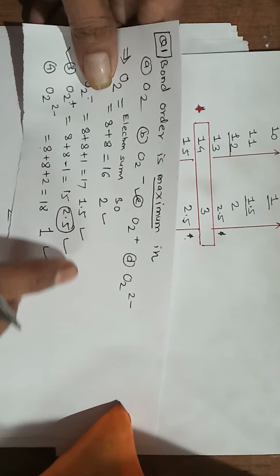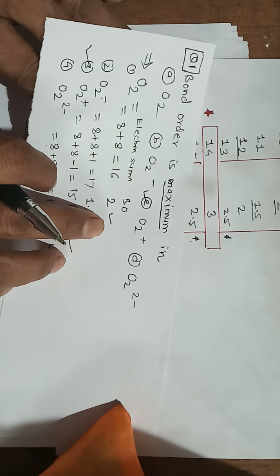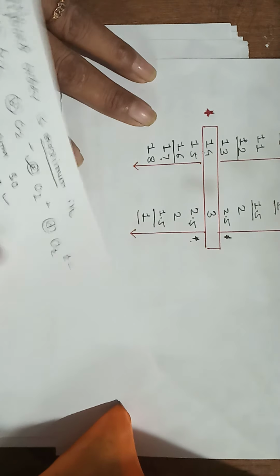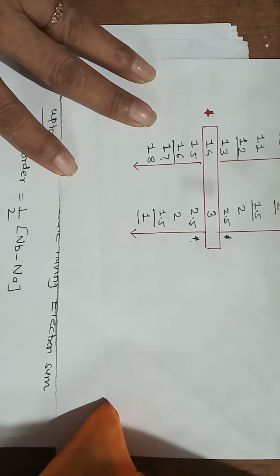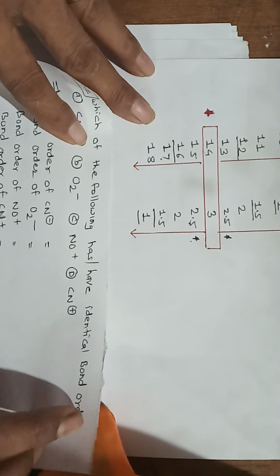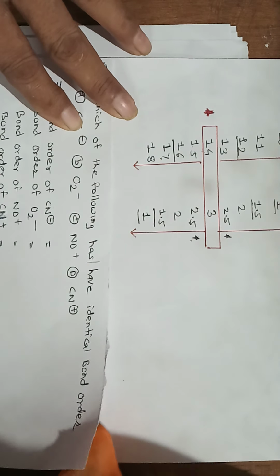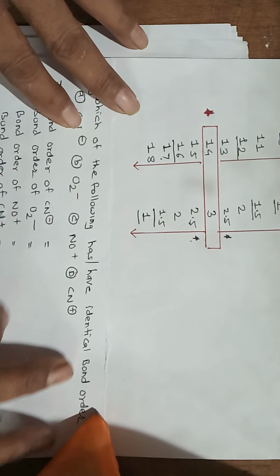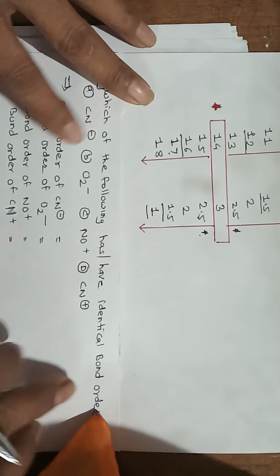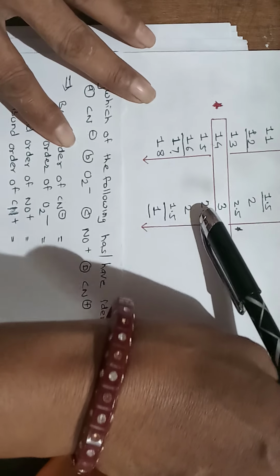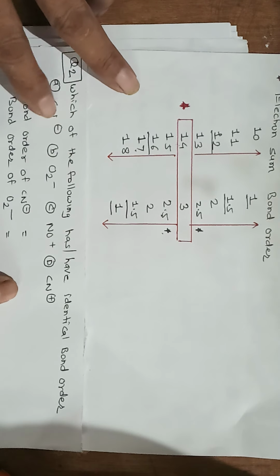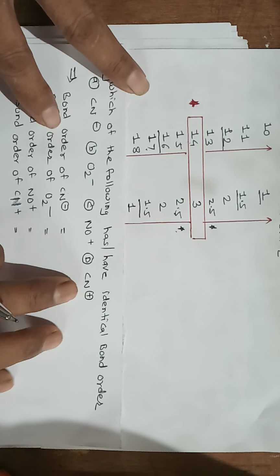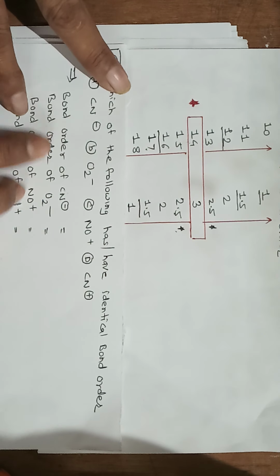So in this way, once you have this chart, it is possible to find out the bond order within a few seconds. So let us consider another question, question number 2: which of the following has or have identical bond order? Which of the following is having identical bond order? In order to find out the identical bond order, we have to find out the bond order of CN minus first.